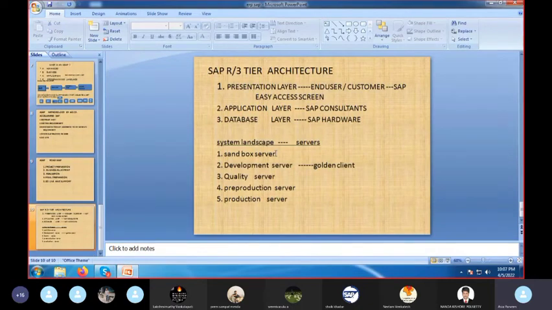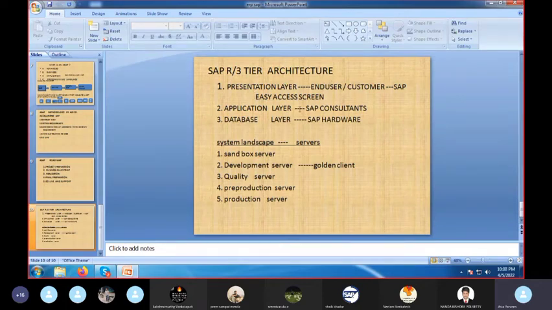So here, the SAP R3 tiered architecture. I wrote the R3 architecture here. One is the presentation layer. The presentation layer means, when we open SAP, the first screen, the SAP Easy Access screen, that is the presentation layer, which is used for end users or customers.